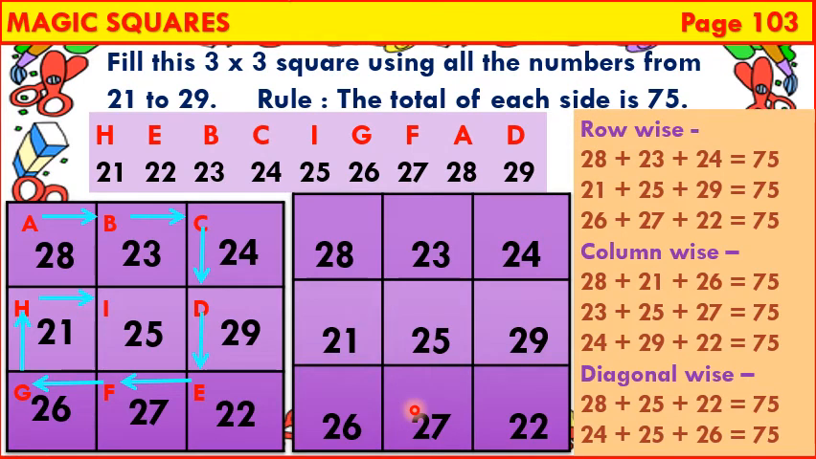Now when you total the first row, second row and third row, that is the row wise total, it will give the answer 75. When you total the first column, second column and third column, that is the column wise total, it will give the answer 75. Even when you total this diagonal's entries, the answer will be 75, and this diagonal's total will also be 75.